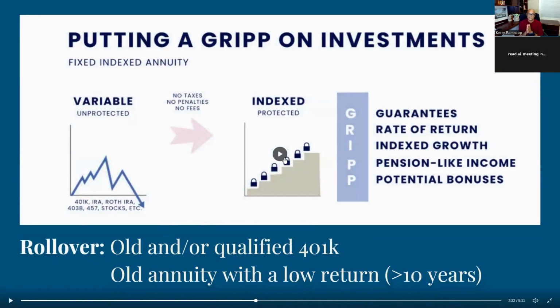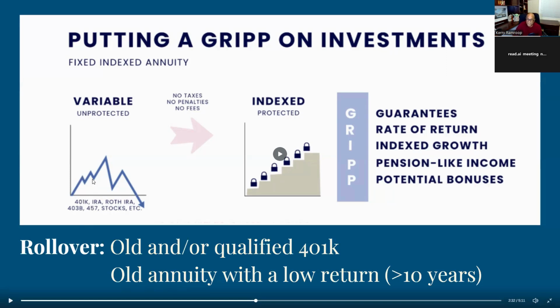So one of the key takeaways is that with an FIA, you're putting a grip on the investment. Right now, if you're in a 401k or you have stocks or a Roth, it's unprotected. So if you have 100,000 and it goes up by 50%, you will have 150,000. But if it falls by 50%, you end up at 75,000. If you have a FIA and it goes up by 50%, you have 150,000. If it falls by 50%, it stays at 150,000.